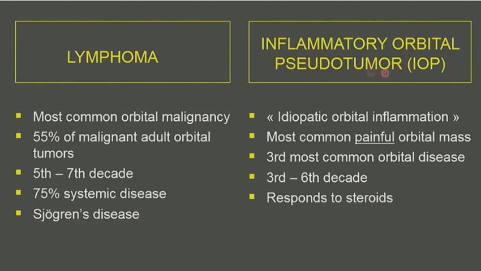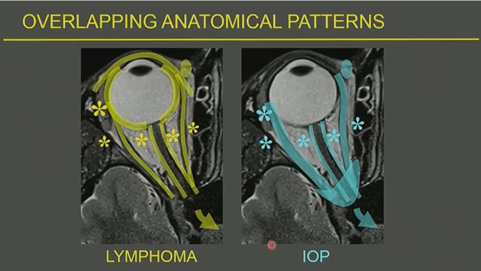Now, what about inflammatory orbital pseudotumor? It is also called idiopathic orbital inflammation, and clinically, these patients have a painful orbital mass. It is the third most common orbital disease. Patients are a little bit younger and respond well to steroids. Now, if we look at the anatomical patterns, you see they are very similar in lymphoma and in orbital pseudotumor. So this does not help us very much.